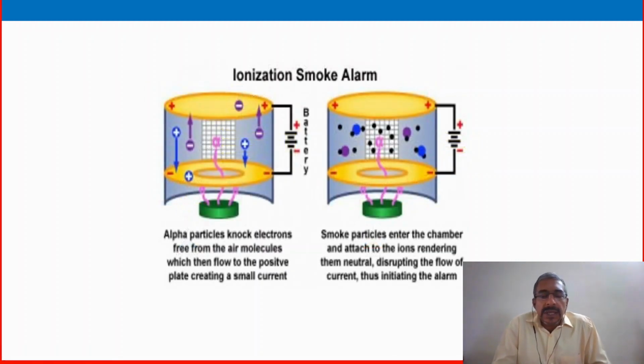So, this is an ionization smoke alarm. This is another picture, and it is a battery operated one. Alpha particles knock electrons free from the air molecules, which then flow to the positive plate, creating a small current. Smoke particles enter the chamber and attach to the ions, rendering them neutral, disrupting the flow of current, thus indicating the alarm.